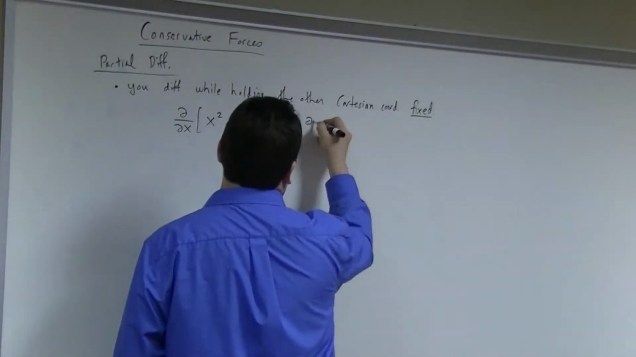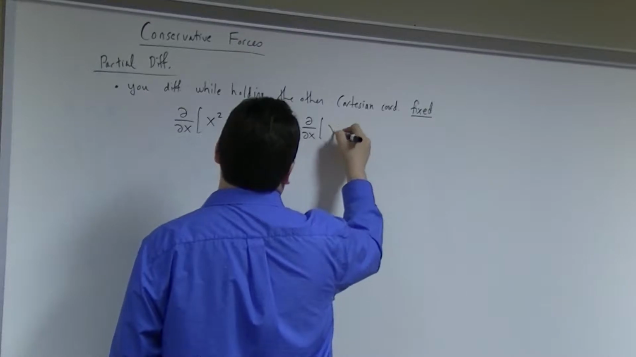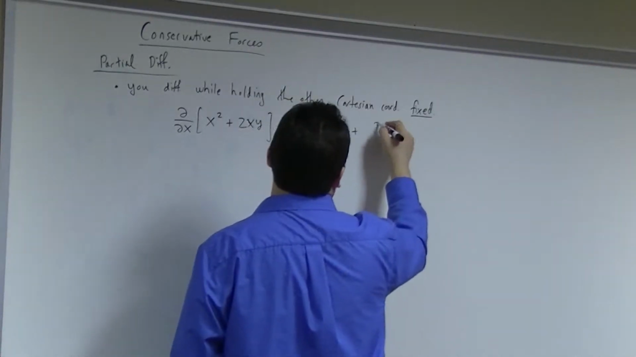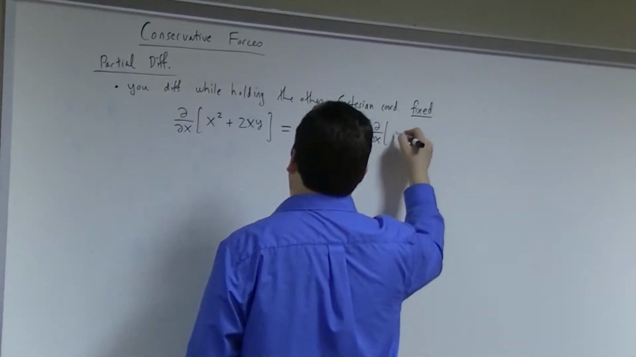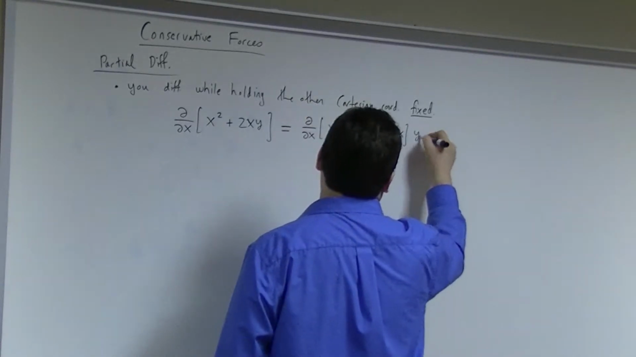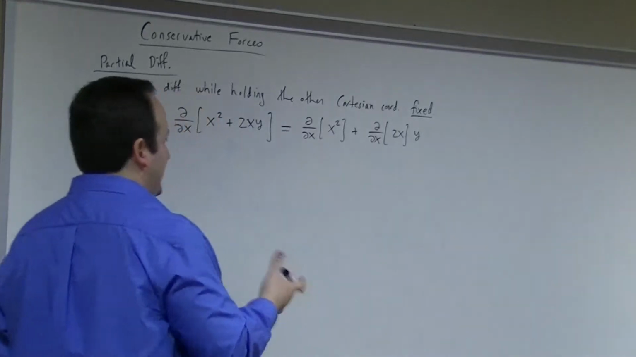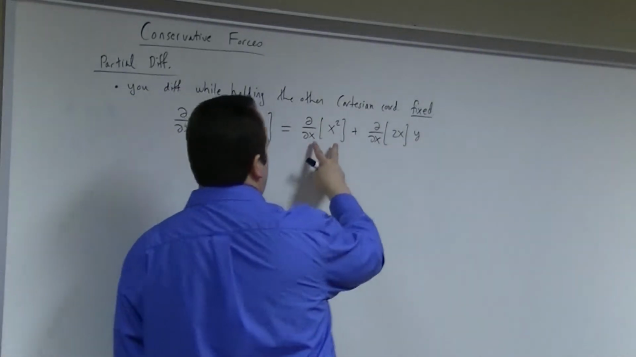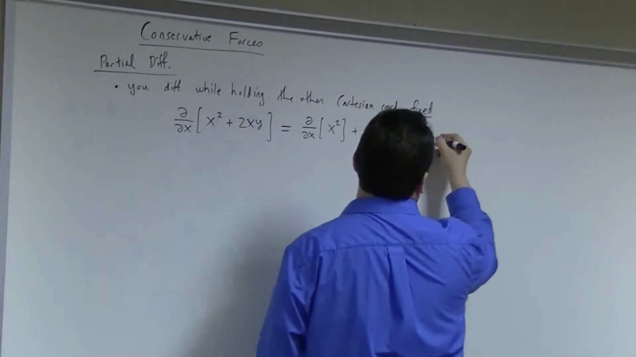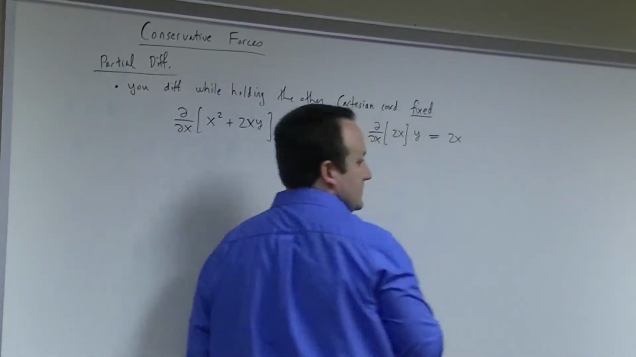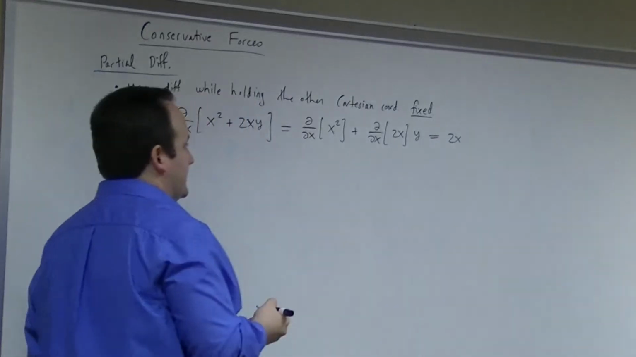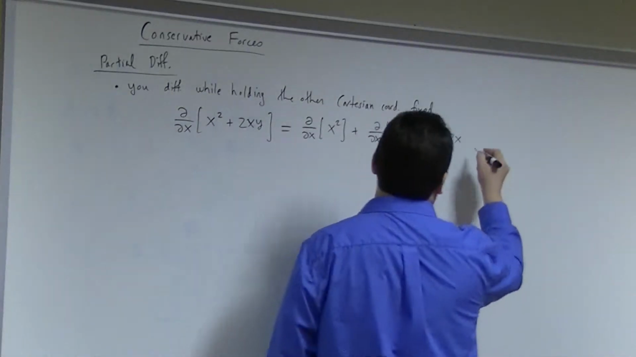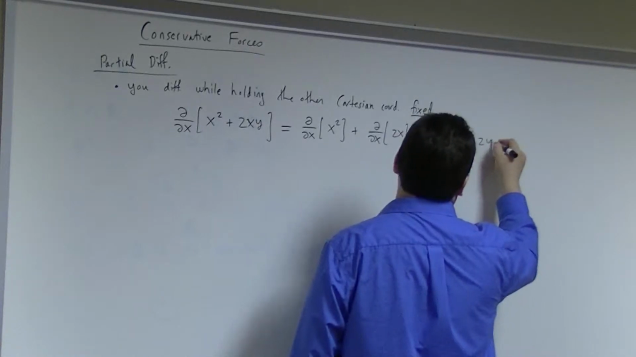So partial x of x squared, it has linearity, but then here's the thing, you can pull the y out. So the y is constant, you can pull it outside the derivative. So what's the derivative of x squared? It's just 2x. What's the derivative of 2x? It's 2. So you get 2y.